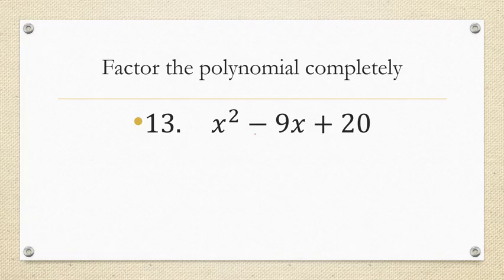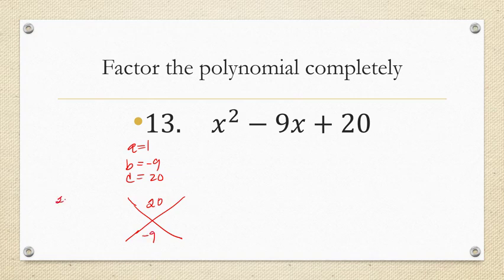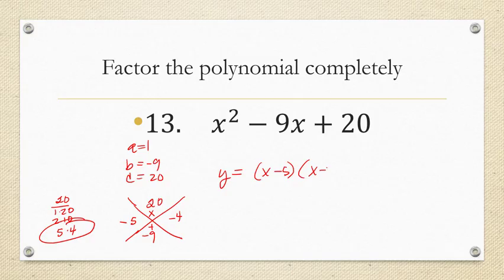Okay, factor completely. Once again, we have our A is 1, B is negative 9, and C is 20. All right, so let's do our A times C. My x's are terrible. It should be 20. B is negative 9. Okay, factors of 20: 1 and 20, 2 and 10, 5 and 4. And this is going to be the one we're going to use for negative 9. Negative 5 and negative 4 add up to be negative 9, and they multiply to 20. So we're going to get y equals x minus 5 and x minus 4.